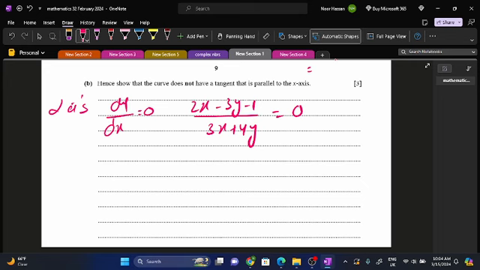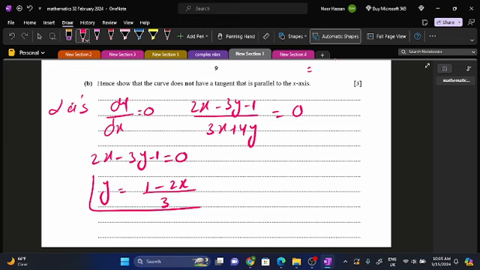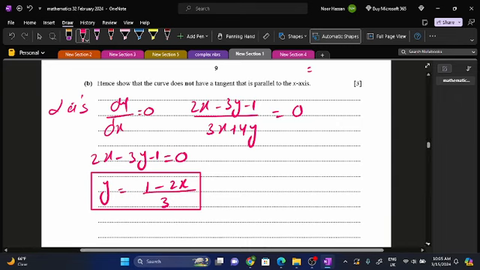So just making it equal to 0, I can solve it, and I'm able to get 2x minus 3y minus 1 equals 0. If I want to express my equation in terms of y, then I'm able to get (1 minus 2x) over 3. That will be the equation for my y. I just calculated the equation for y first.